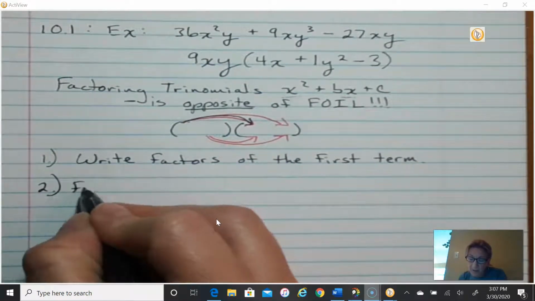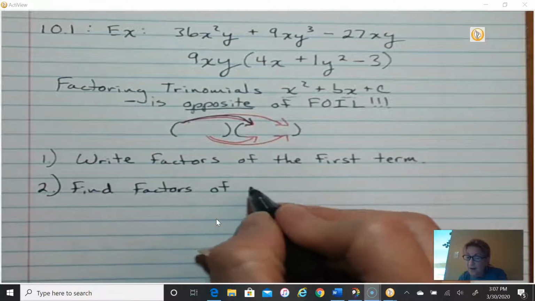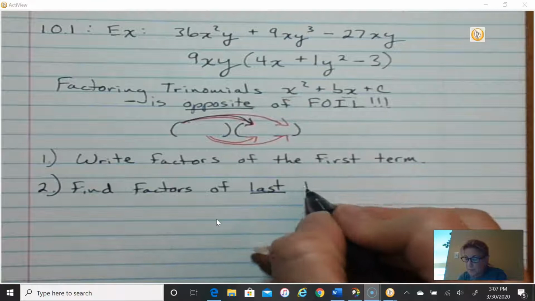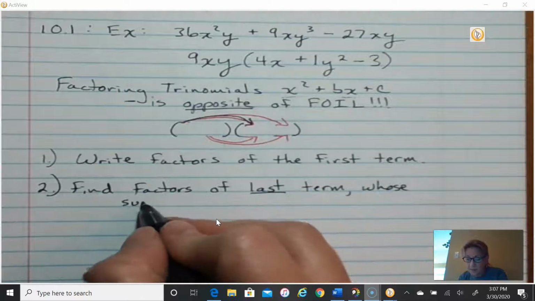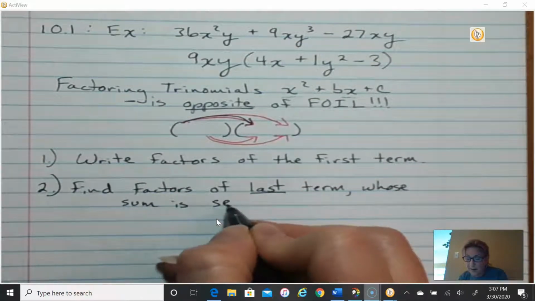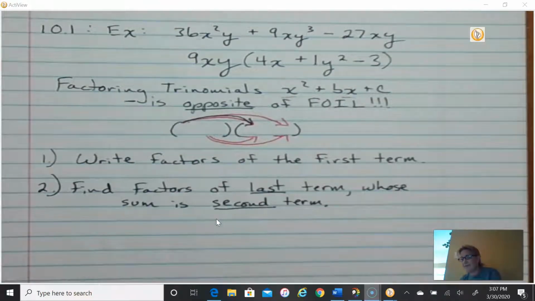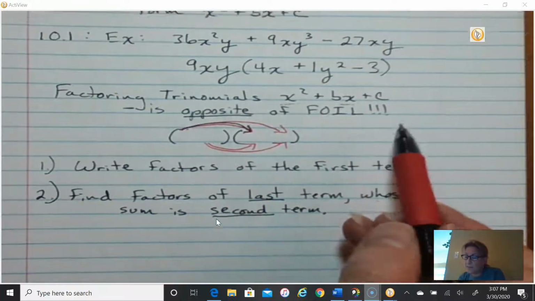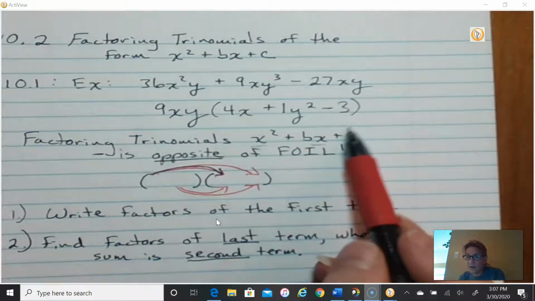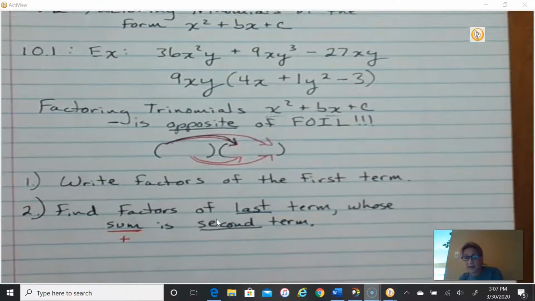Step 2, find factors of last term, whose sum is second term. Okay, so you're going to find factors of the last term, like right here or this one, whose sum, meaning when added, is the second term.